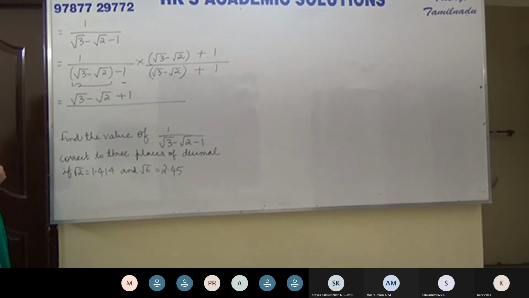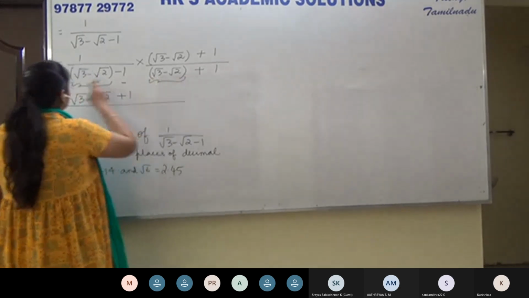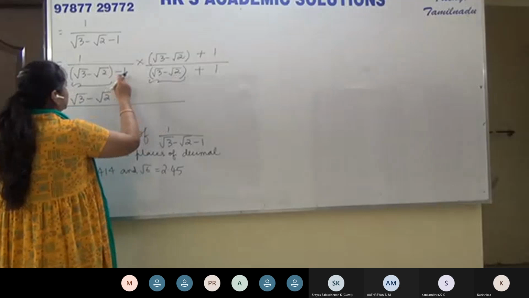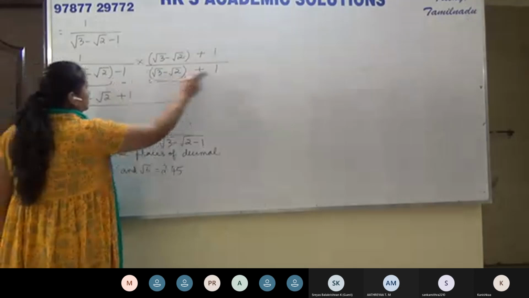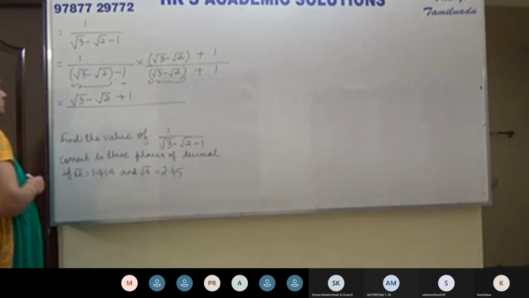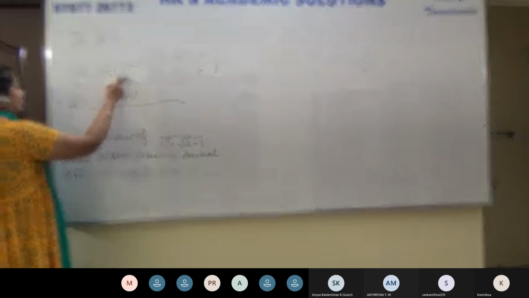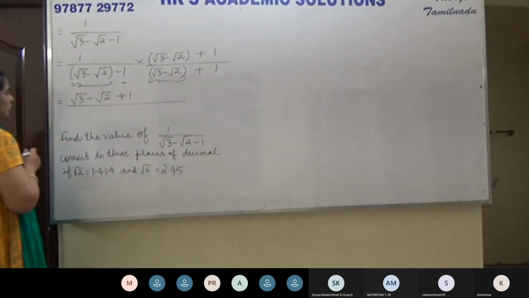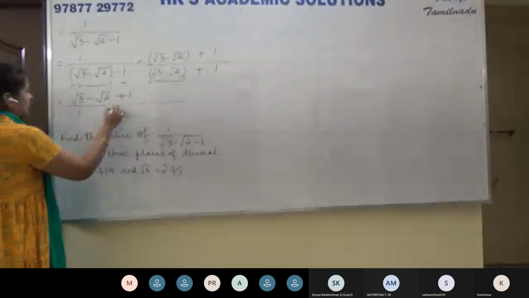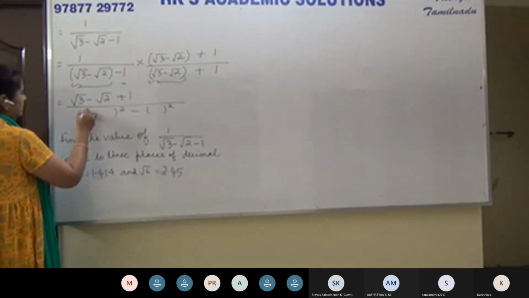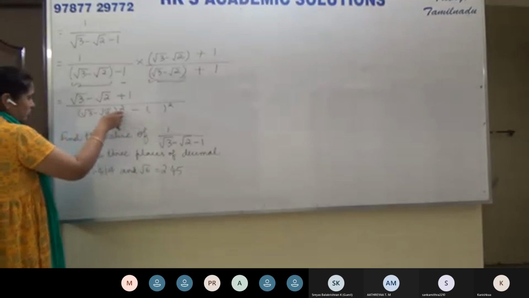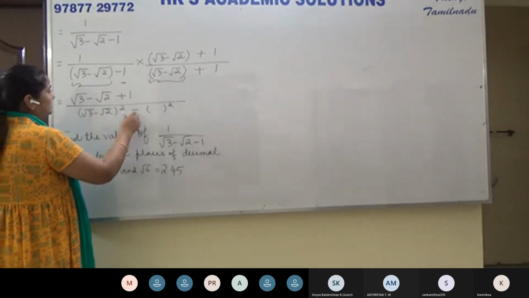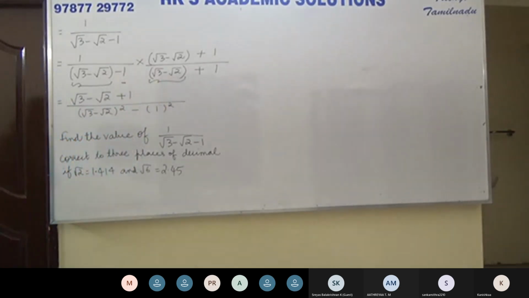Divided by, the denominator is like a minus b into a plus b. See, this is a and this is b. So the denominator is like a minus b into a plus b, which is a squared minus b squared. What is a? A is root 3 minus root 2. And b is 1.